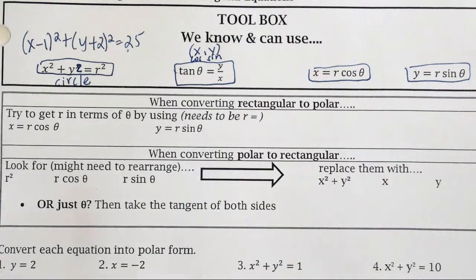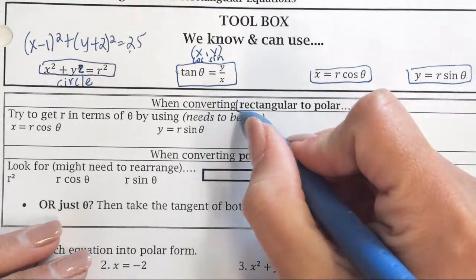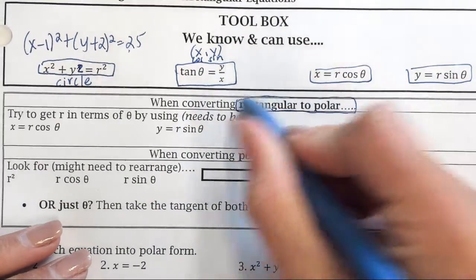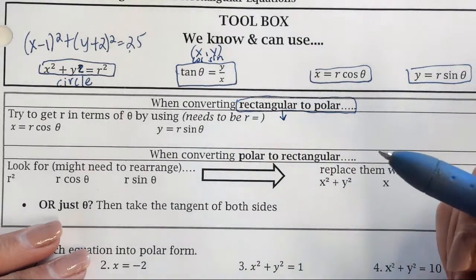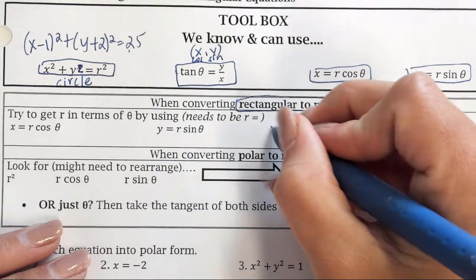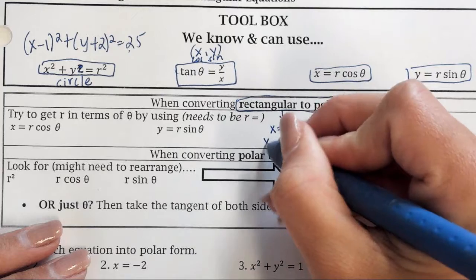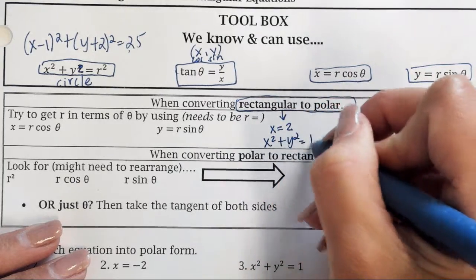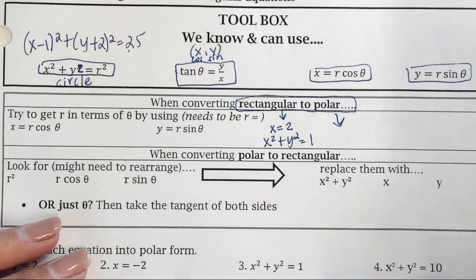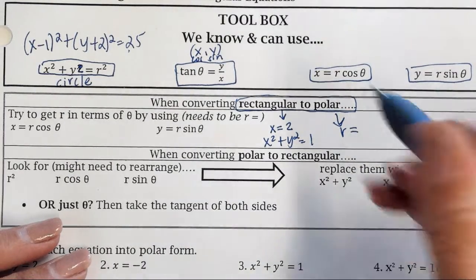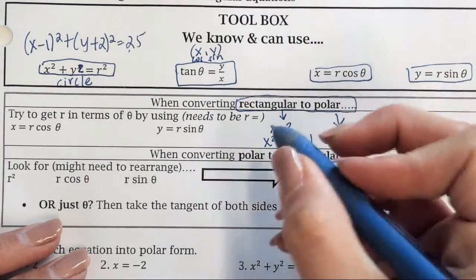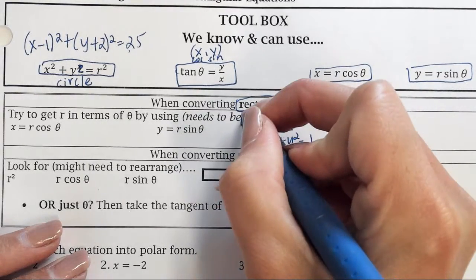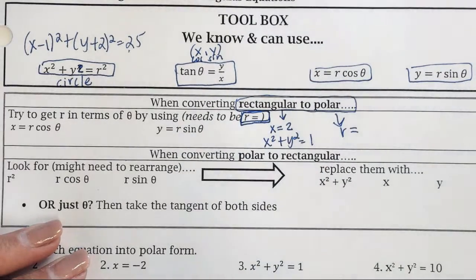and polar equations. Now, if we're going from rectangular to polar, this means we start with an equation like x equals 2, or maybe x squared plus y squared equals 1, and we're going to change it to polar, which would look like r equals something. And that's important. If we're going from rectangular to polar, it has to be r equals some equation. So we're trying to solve for r.